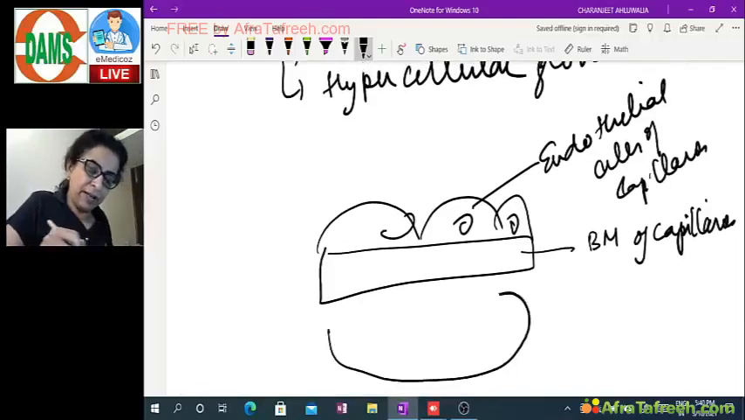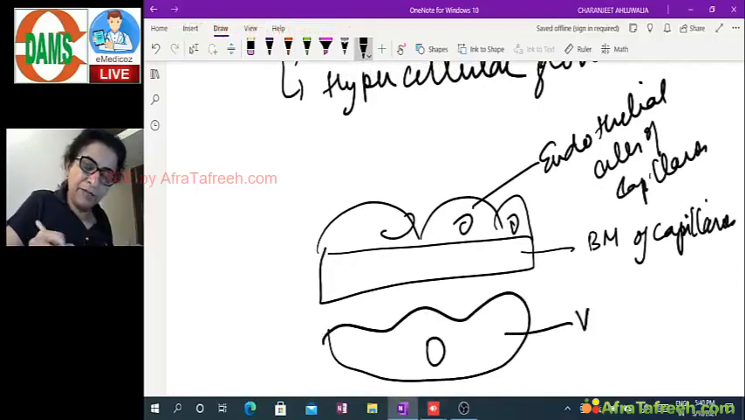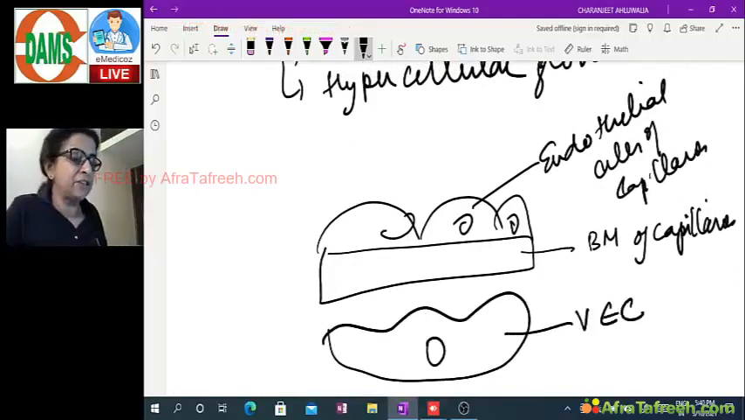And this is the visceral epithelial cells. These are visceral epithelial cells.